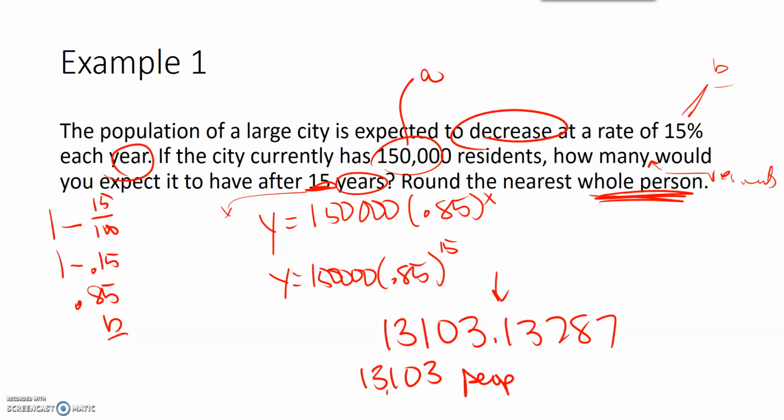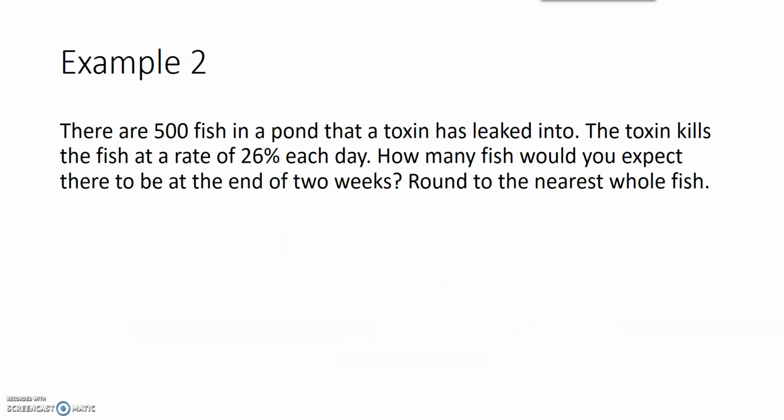13,103 people. Now, a note in Schoology, the label's already going to be there, so you don't need to type it. You also don't need to type commas in there if you don't want to. You can. I will take that answer. Schoology's set up to take that, but you don't have to. Okay? So that's a full-on example of percents as a decay problem. Let's look at one more.